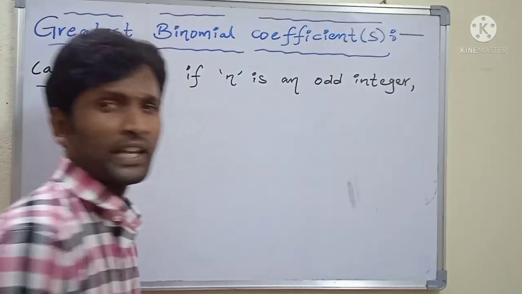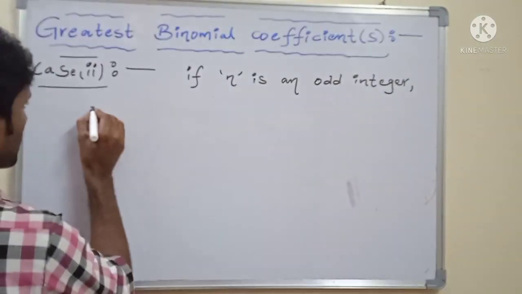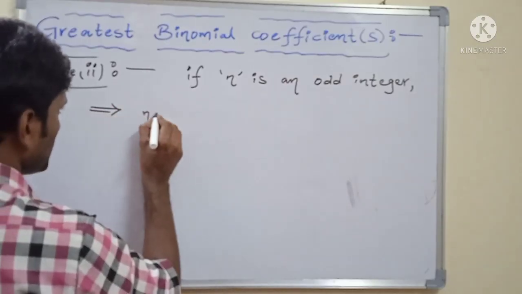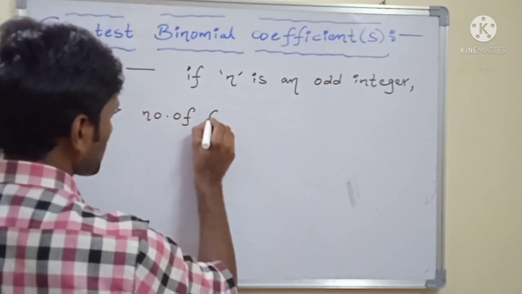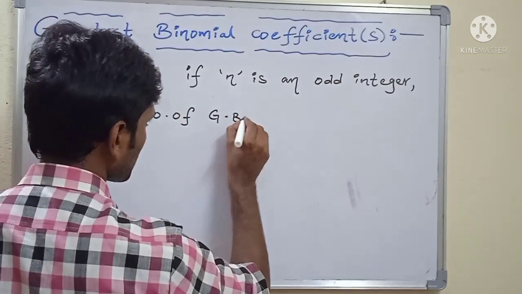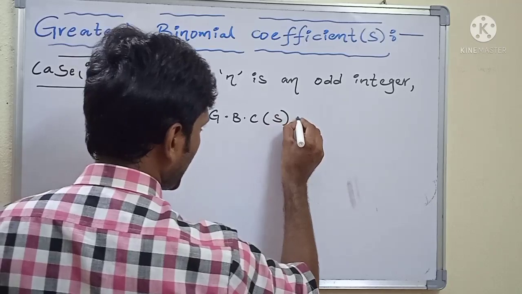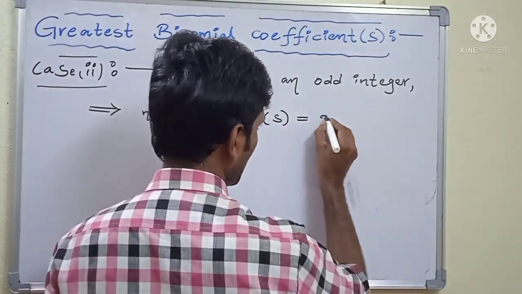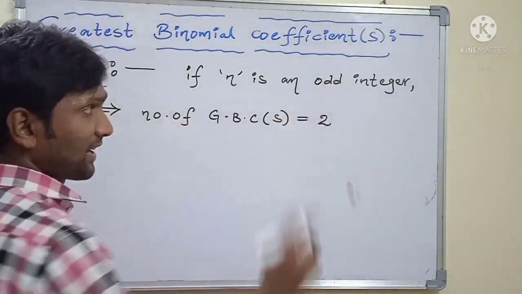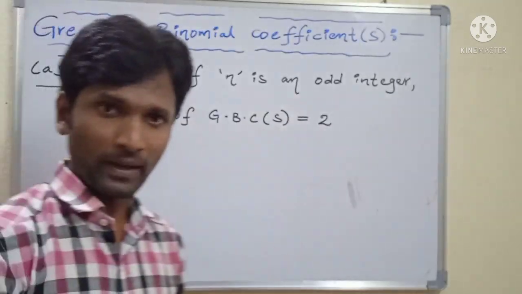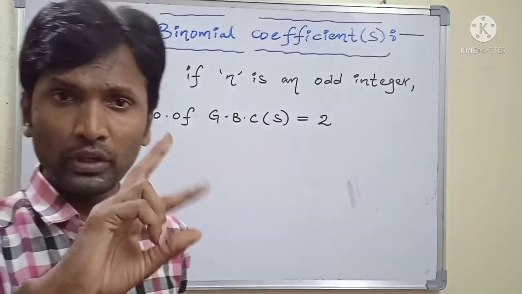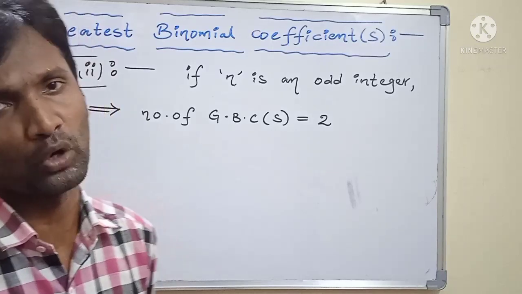If n is an odd integer, then the number of greatest binomial coefficients equals 2. If n is an odd integer, in the expansion of a binomial, we have two greatest binomial coefficients.